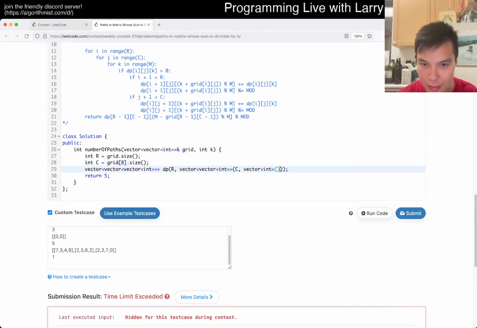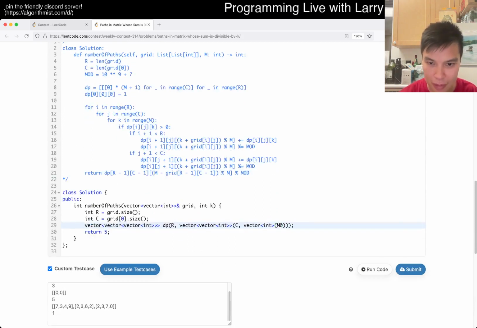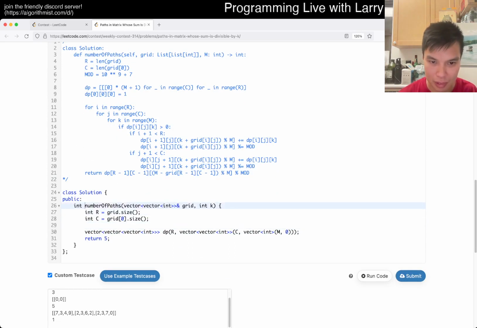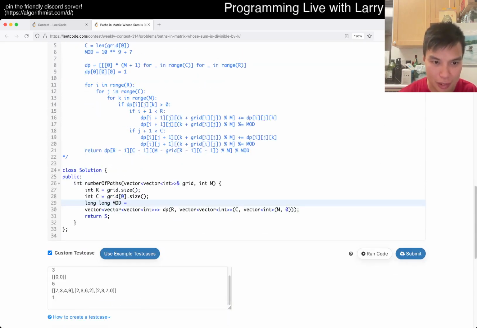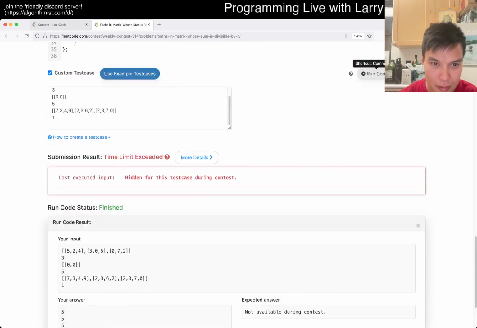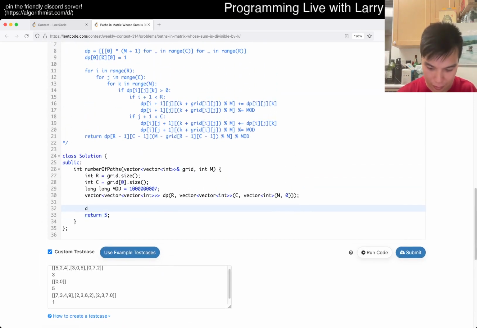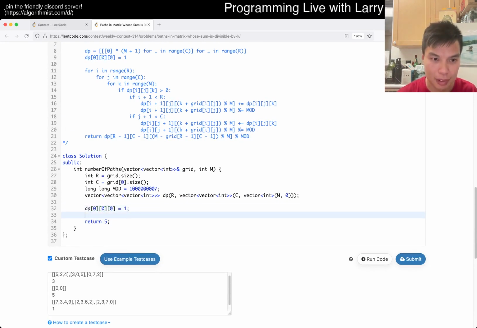Oh, would I want him to be zero? Okay, I guess that's fine. I should be one, M zero. Just to be M. And we want mod to be 3, 4, 5, 6, 7, 8, 9. Okay, looks okay. I still wish that I didn't get rid of the case where I forgot. Oops.